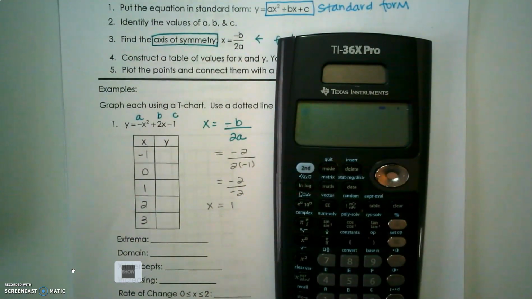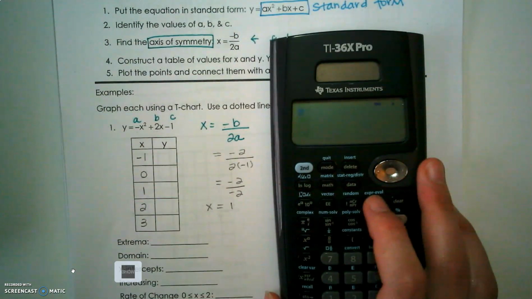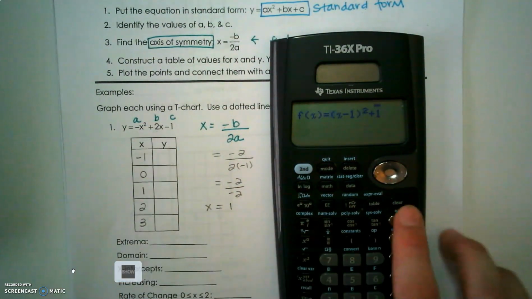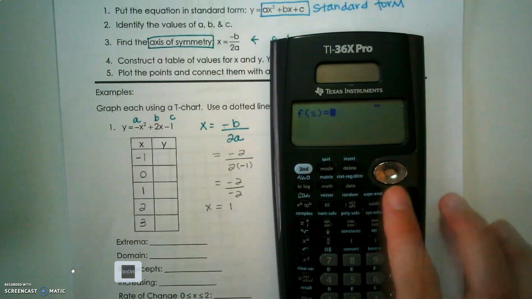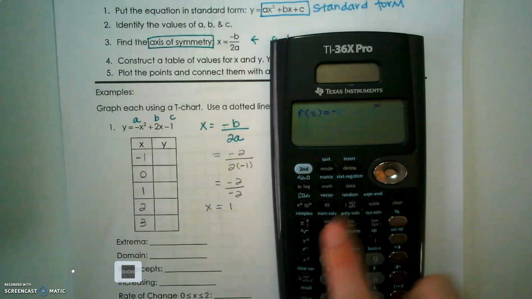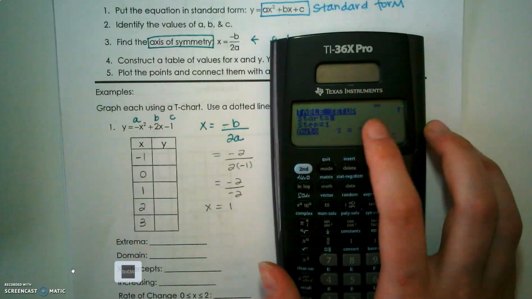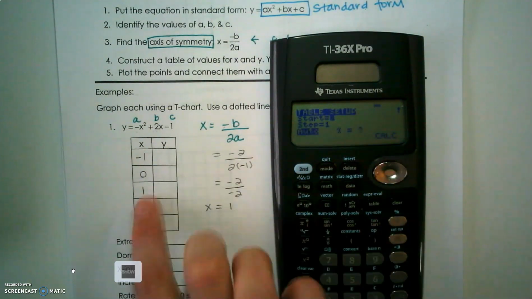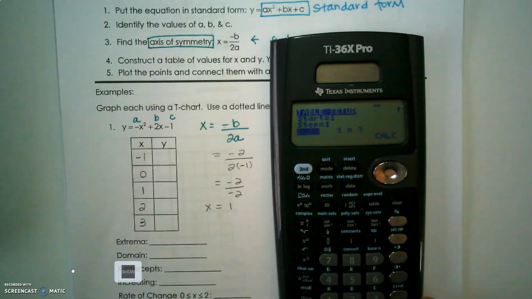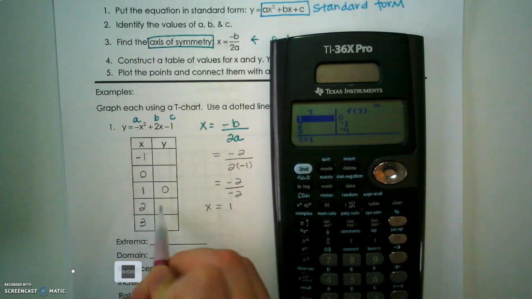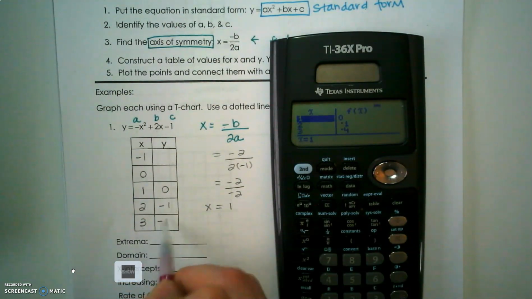So if you have this calculator, I'm going to use this example first. Table, edit function. And I'm going to type in the function that I see here. So I'm going to clear this out. So negative x squared plus 2x minus 1. It's going to ask me to start somewhere. I'm going to start at 1 because that's my vertex. I'm going to keep hitting enter. So I'm going to get 1, 0. 2, negative 1, 3, negative 4.